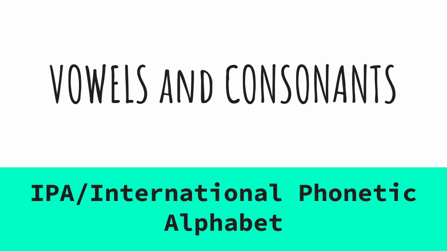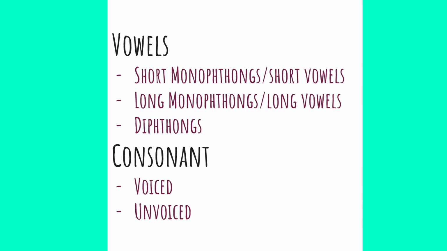I want to talk about the vowels and consonants of the IPA, the International Phonetic Alphabet. In terms of vowels, they can be sorted into three categories. There are the short monophthongs, or we can call them short vowels, the long monophthongs, or we can call them long vowels, and the diphthongs.